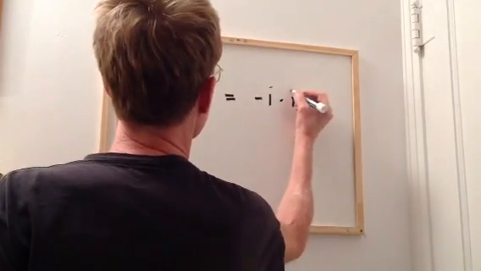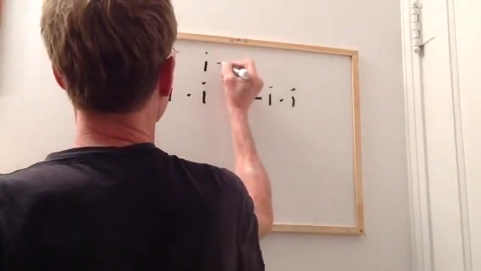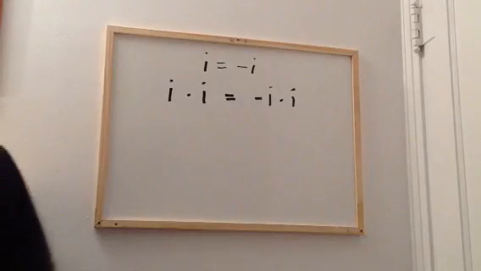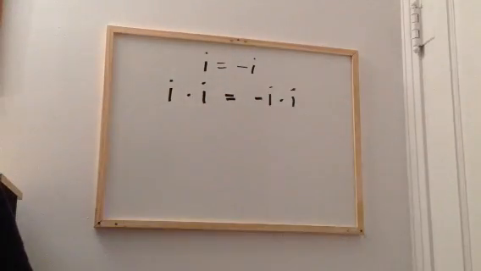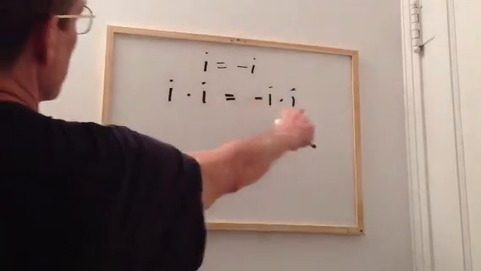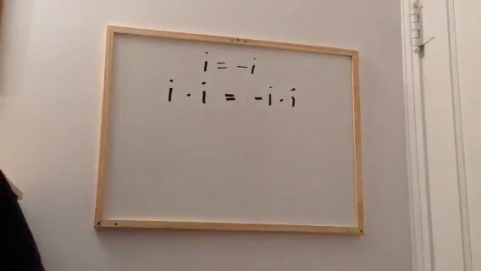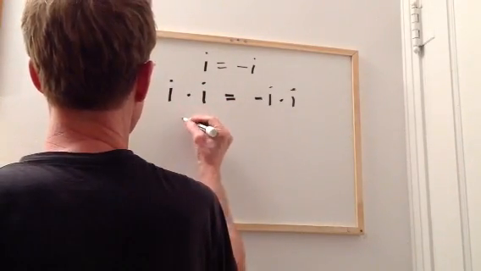So, we've taken our original equation, i equals minus i, and multiplied it on the right on both sides by i, getting to this. We know that this is true now, according to our assumption anyway. We know that that is true. What is i times i? Well, that's i squared.